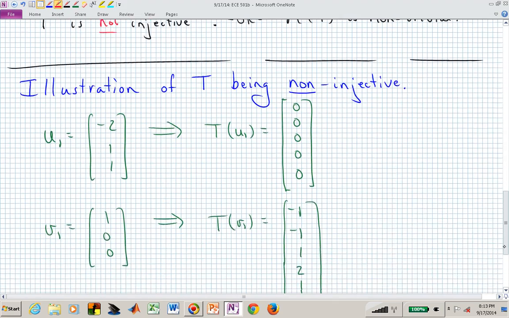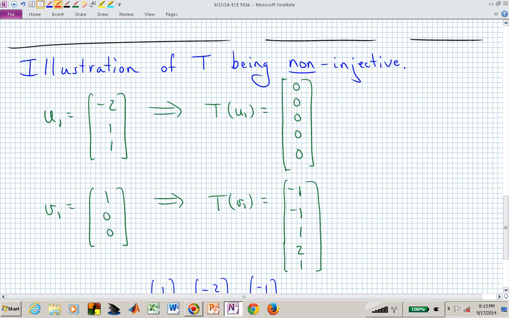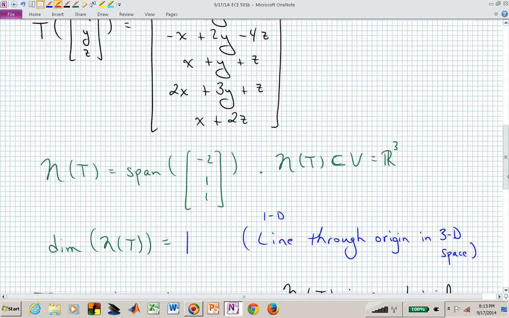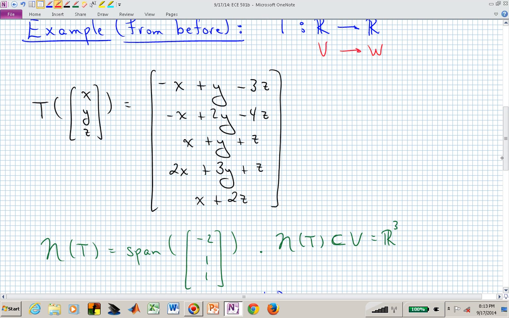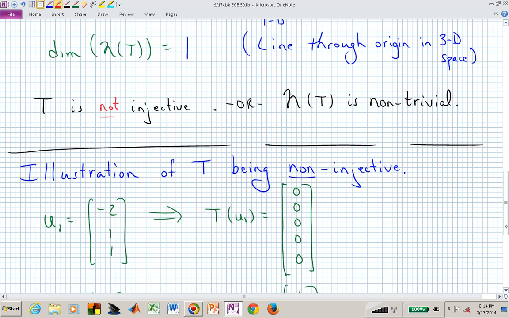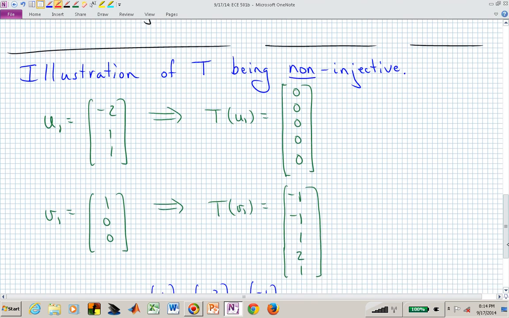And here's an illustration of that. Let's say that we have u1, that's the vector minus 2, 1, 1, and if we go back, that's actually in the null space, and we could plug in minus 2, 1, 1 for x, y, and z in this vector, and I hope that you do that on your own time. That actually ends up being the zero vector, since we know that that's in the null space, and it does generate a zero vector.